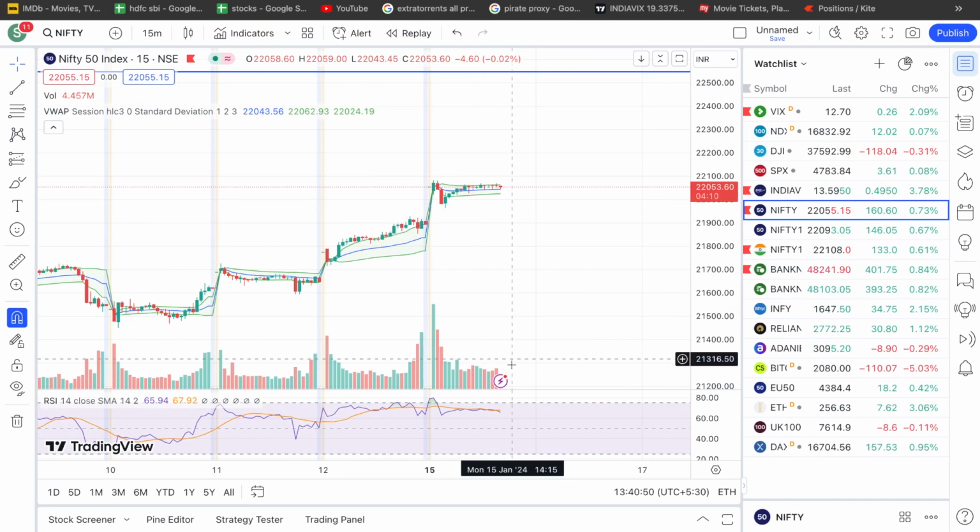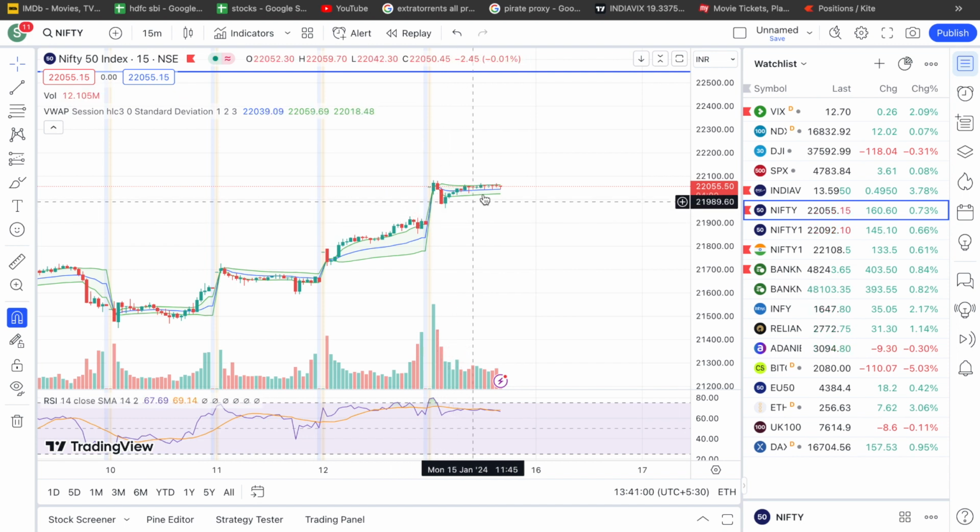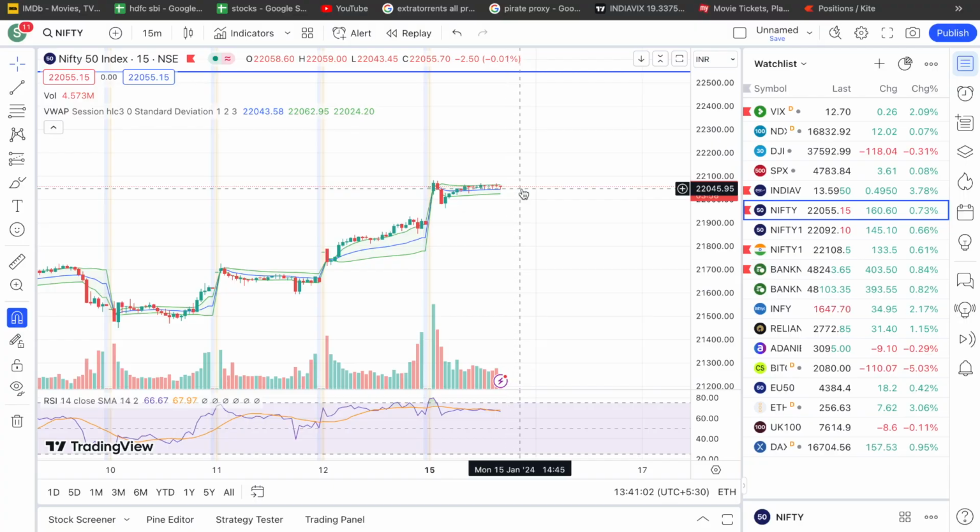Hello guys, welcome back. So this is 15th of January, Monday, and as you can see, there was a slight gap opening, then it started going down, trying to fill the gap, but still the gap remains, and the market has come up and stabilized.